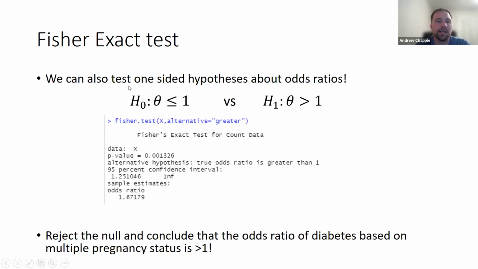With Fisher tests, I can also do a one-sided hypothesis about odds ratios. So here I'm saying fisher.test, plug in my contingency table, and I say the alternative is greater, which is saying, hey, look, the odds ratio is bigger than 1. And you can see it is, right? It's a significant p-value. So I reject the null and conclude that the odds ratio is bigger than 1, which means the odds of diabetes, and hence the probability of diabetes, is higher for people that have more than 1 pregnancy compared to 0 or 1.